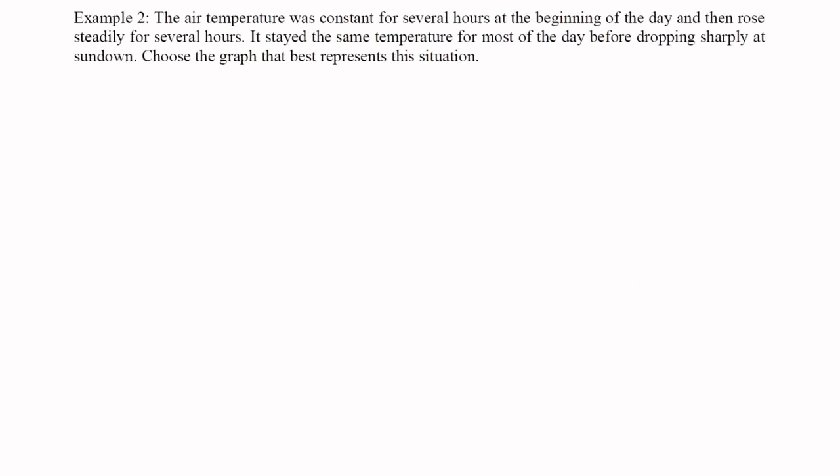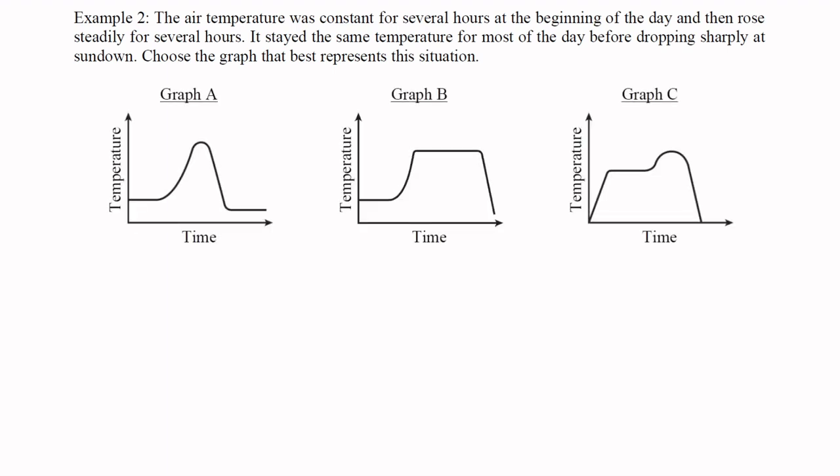For example 2, the air temperature was constant for several hours at the beginning of the day, and then rose steadily for several hours. It stayed the same temperature for most of the day before dropping sharply at sundown. We're going to choose the graph that best represents this situation. So we have graph A, graph B, and graph C. So let's pick out all the key words in this problem.